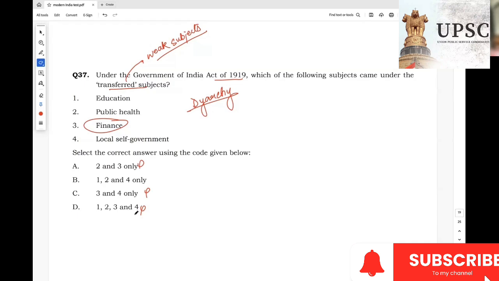For example, if they write communication, how can they give communication to Indians? Indians would understand all the policies of the Britishers. Or how can they put the army in the hands of Indians? How can they make an Indian person commander-in-chief? They can't. Commander-in-chief was never Indian. There are certain items which they will never transfer to Indians, and finance was one of them. This is a common sense question.